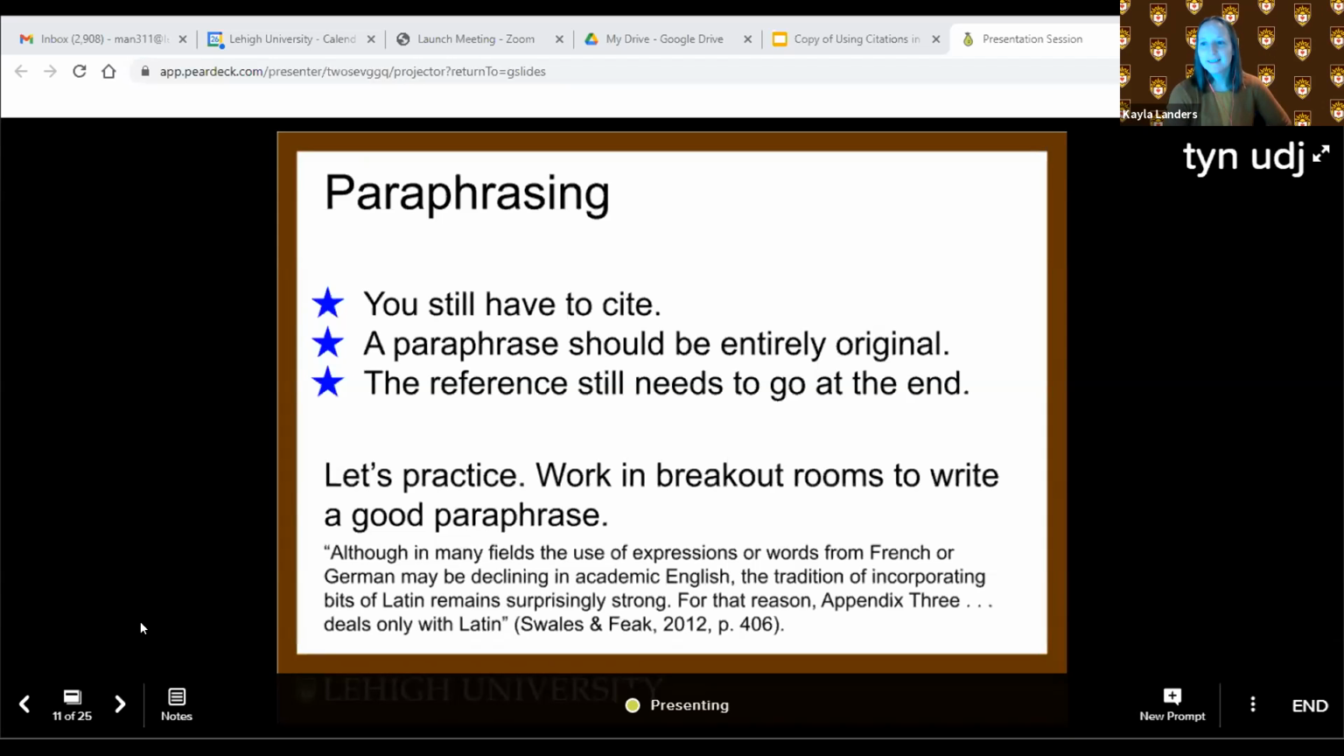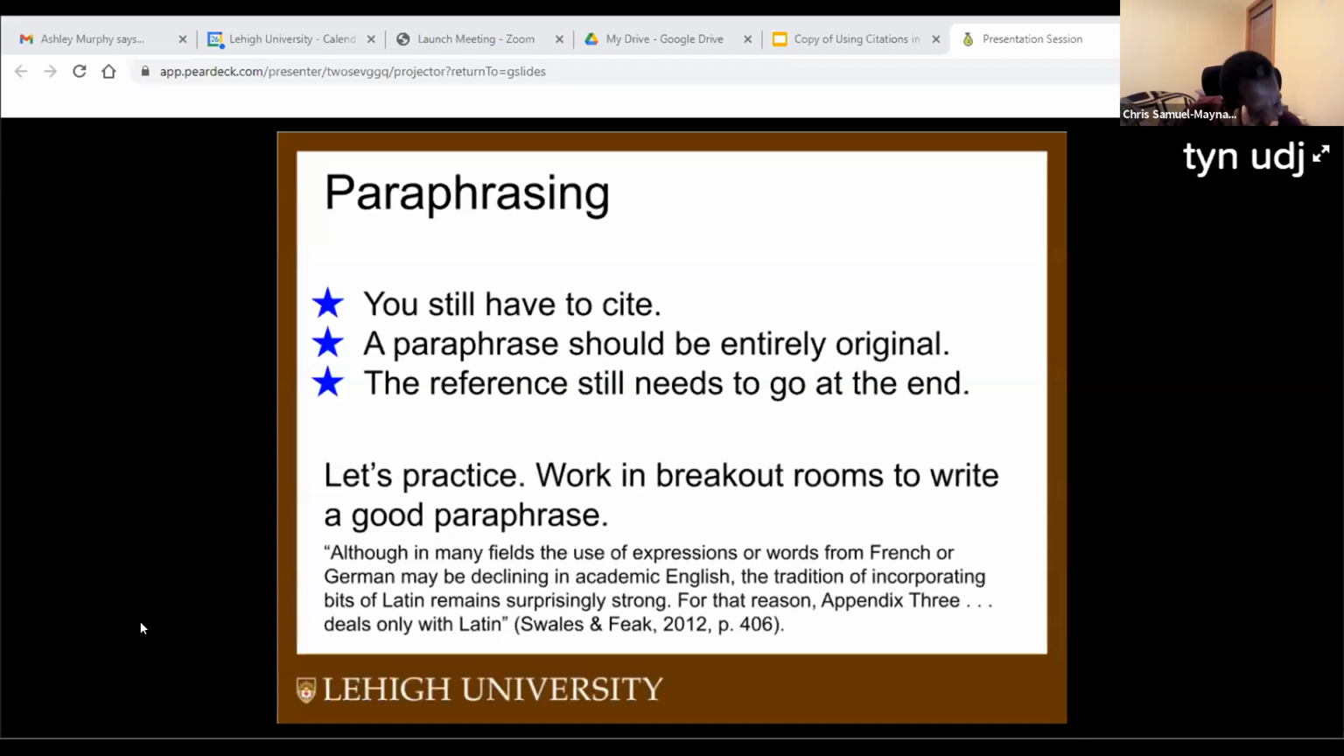Yeah, I could say, according to Soils and Frank 2012, Latin is still kind of used in many fields to express ideas. But I still have a bit of Latin and many fields. I could see those in quotes, because how do I want to say many fields these days? Corporations, academic institutions, what?